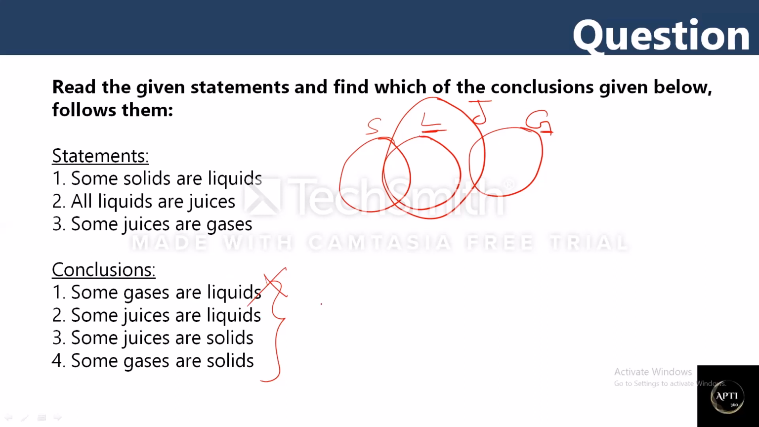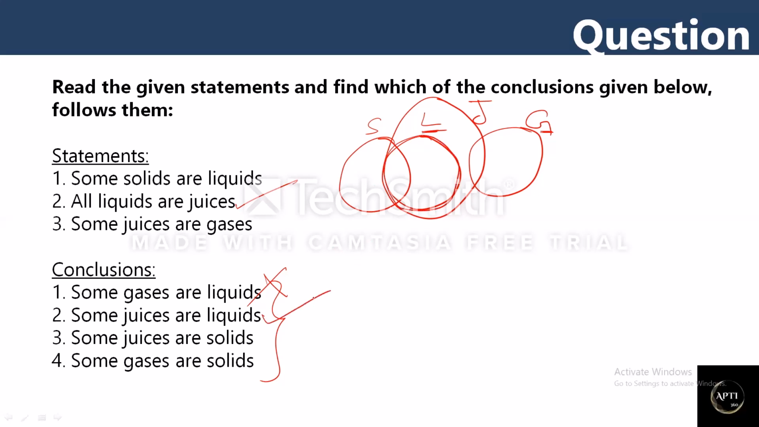The second conclusion: some juices are liquids. If you observe, of course all liquids are present in juices. According to the second statement, all liquids present in juices means some part of juices is occupied by liquids.